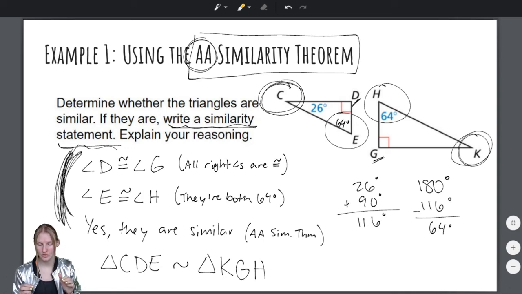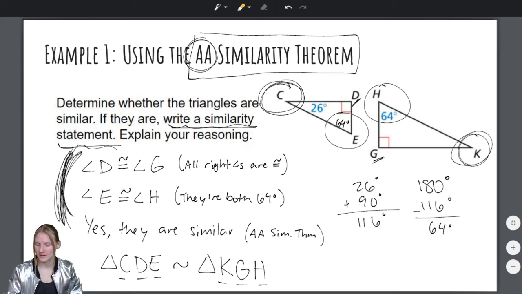Because as a mathematician, I expect that if I'm reading your similarity statement, I should know that D is corresponding to G, C is corresponding to K, and E is corresponding to H. I should know that right off the bat as a mathematician. Any mathematician should be able to read this and understand that. That's why it's so important that you write your similarity statement accurately.